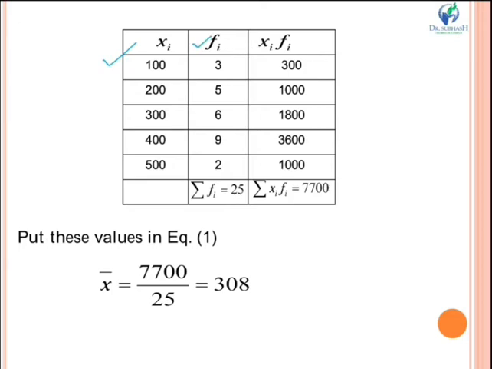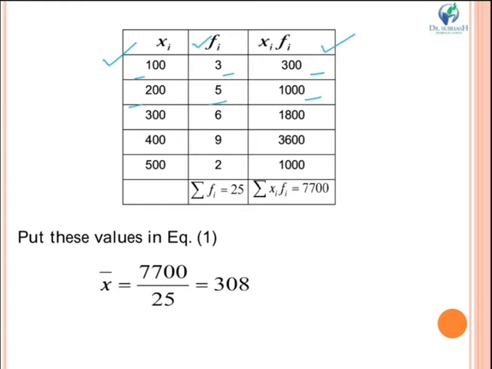The second column is the number of workers, which we name fi. Since we need summation of xi into fi, we construct our next column, that is xi into fi. We will multiply the corresponding terms. 100 into 3, that is 300. 200 into 5, that is 1000. Similarly, we will calculate all the entries and find the sum of fi and xi fi.